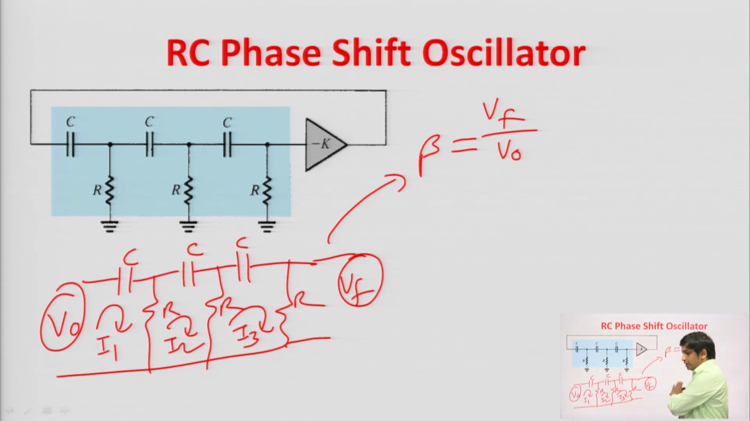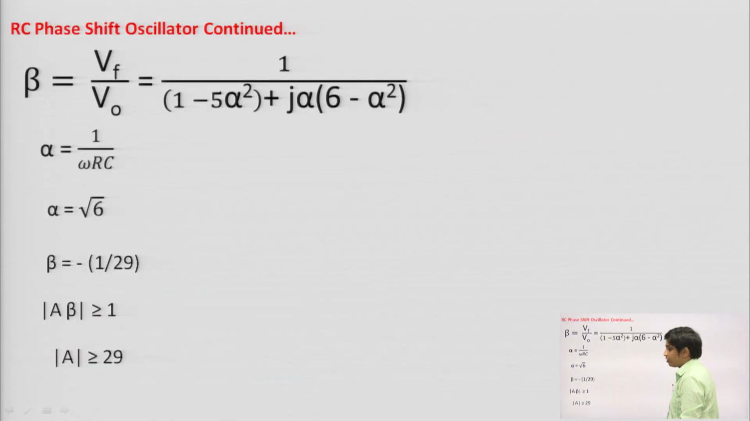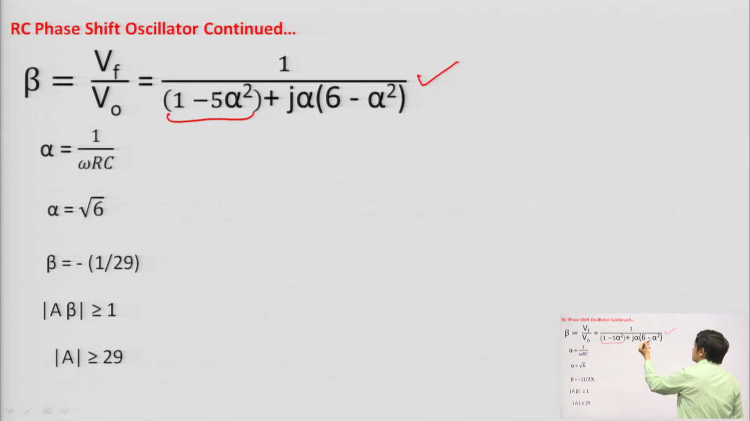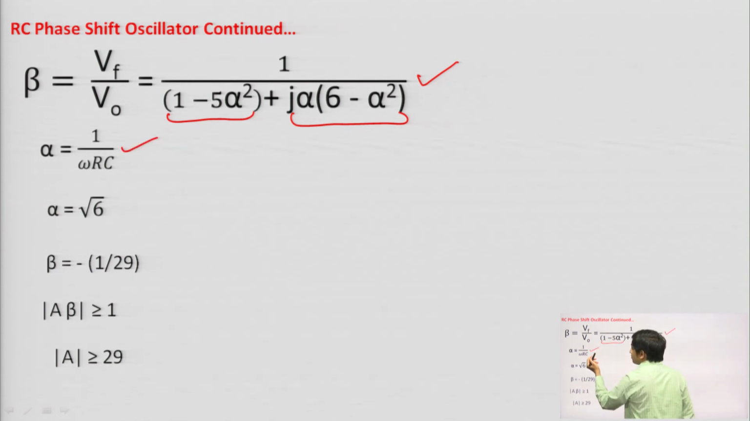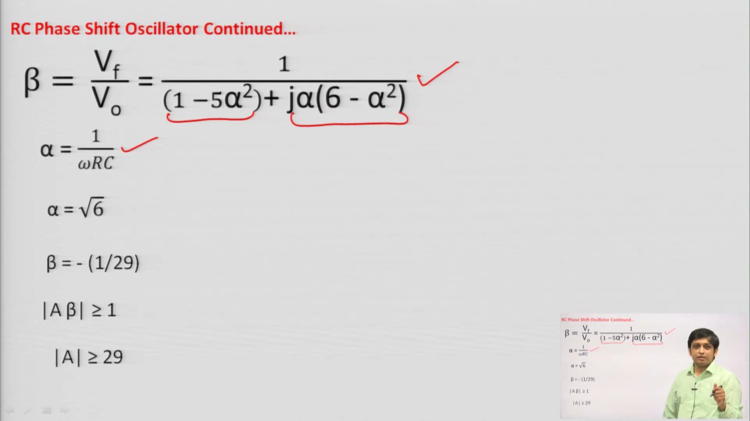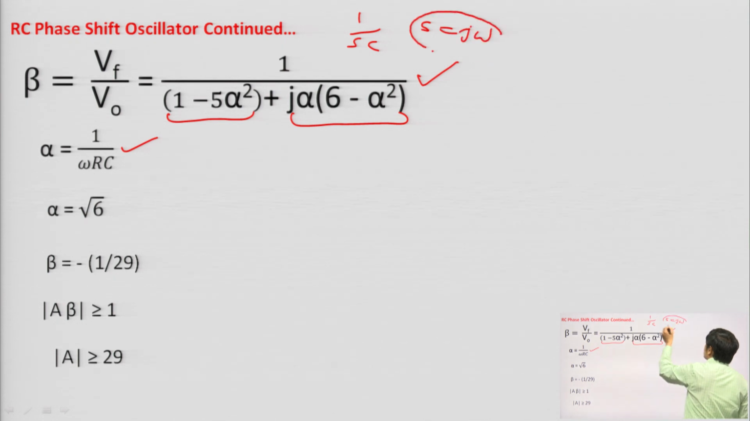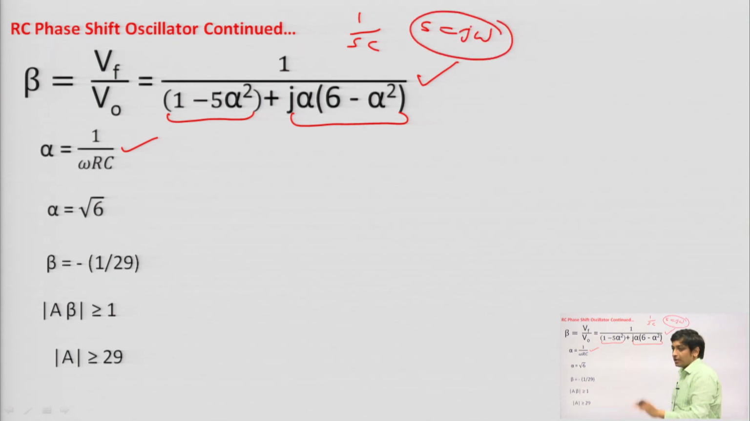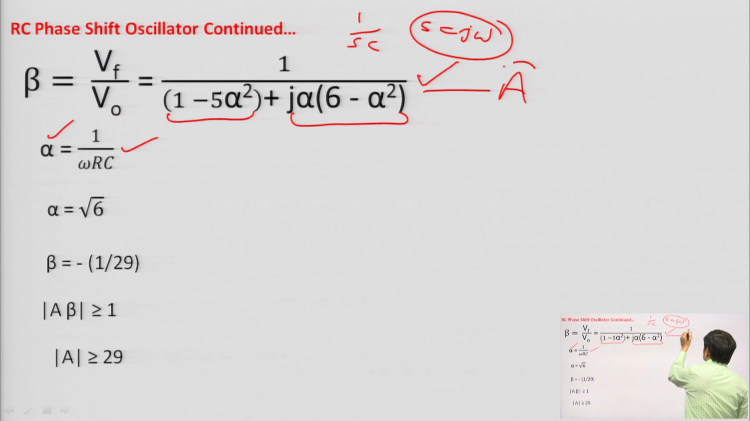So, after doing calculations, we will get the value of Vf upon V naught, that is 1 upon 1 minus 5 alpha square plus j alpha into 6 minus alpha square. What is alpha? Alpha is 1 upon omega R C. Obviously, we will get it because there is a capacitor. Capacitor impedance is 1 by S C, and S is equal to j omega. Then, of course, in the equation omega term will come. Separate the real part and imaginary part, and wherever you get 1 upon omega R C, just replace that with alpha. After doing this, you will get this equation A.